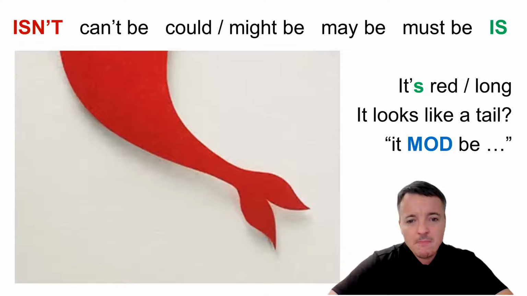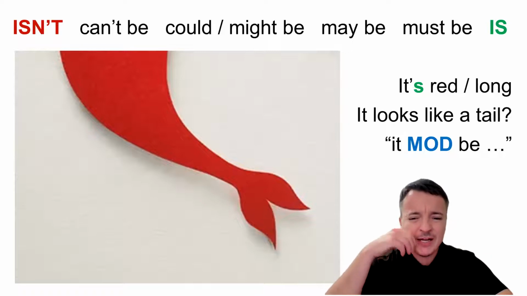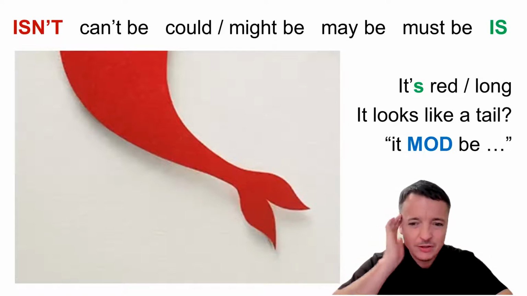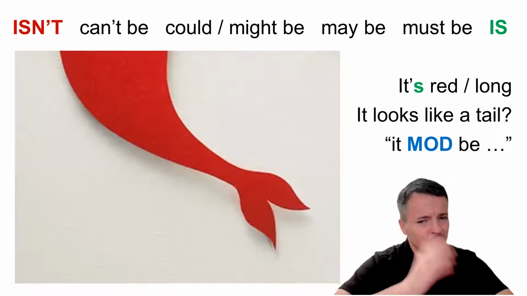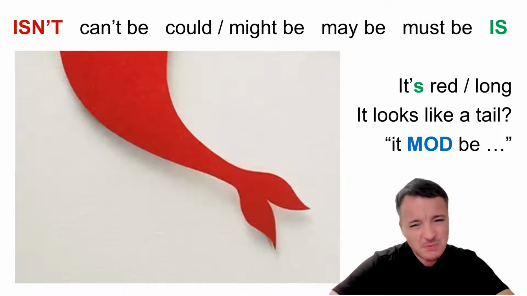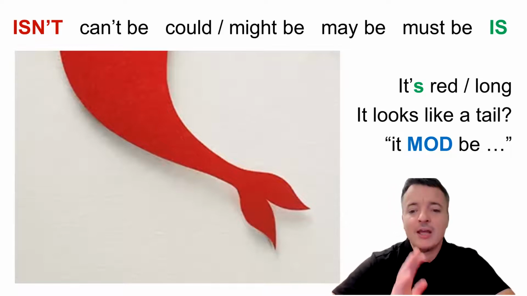It might be a fish. Yeah, it might be a fish. Or it may be a dolphin. No, it can't be a dolphin. Dolphins are not red. But it must be a fish. It must be a fish? Okay, it must be a fish.